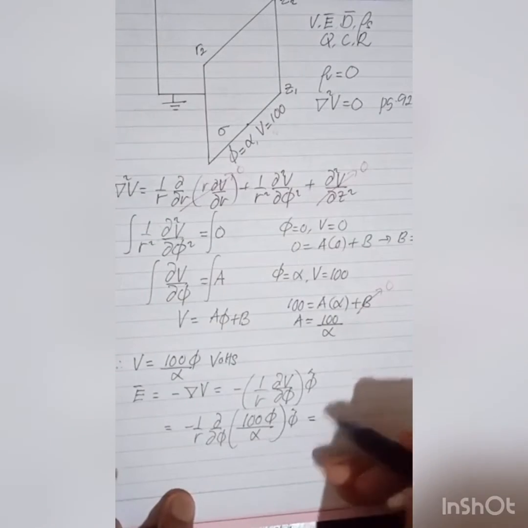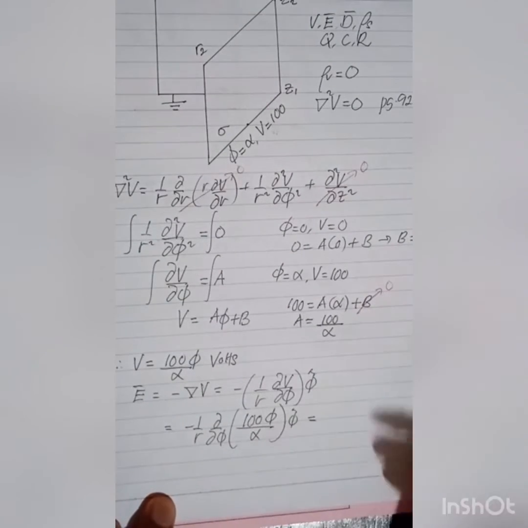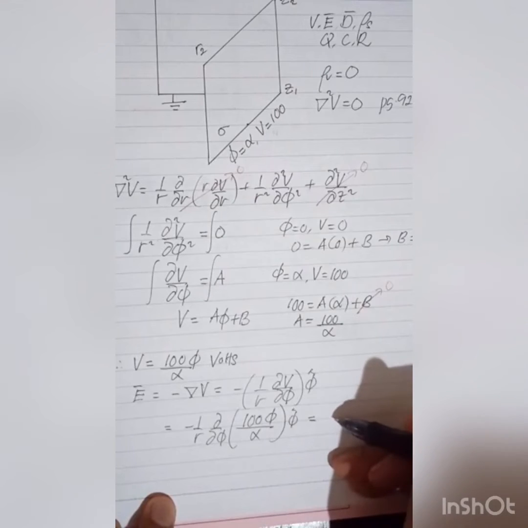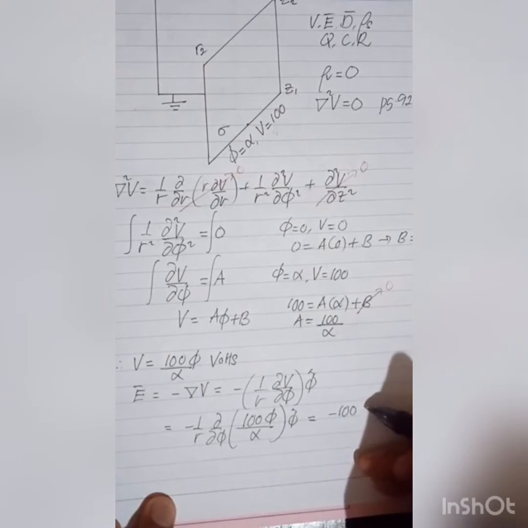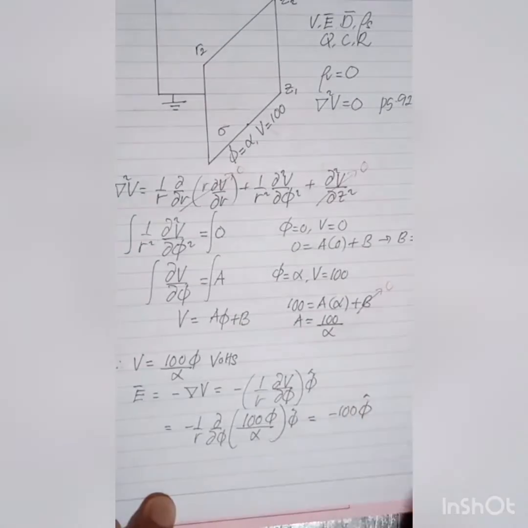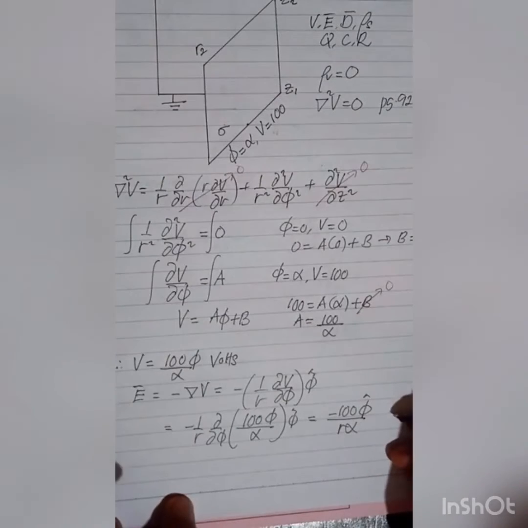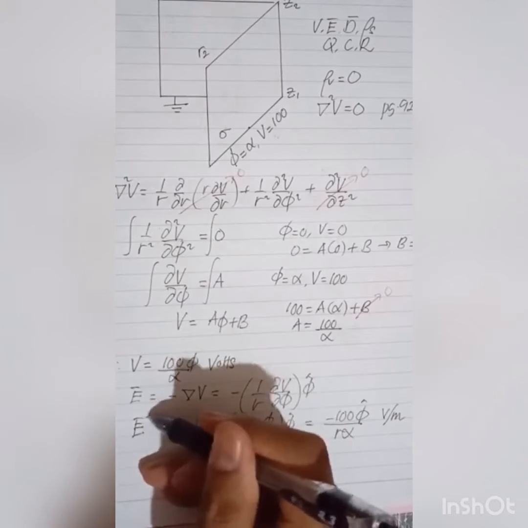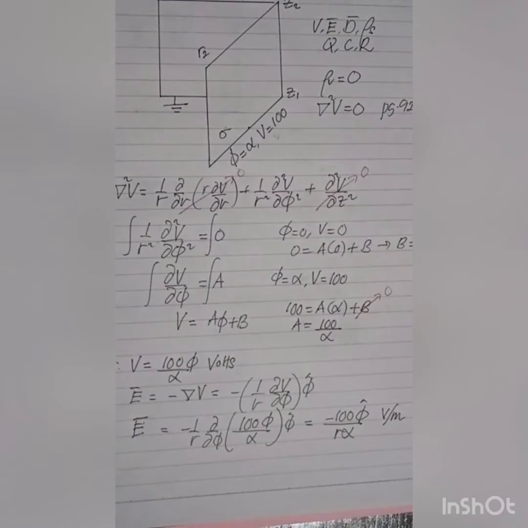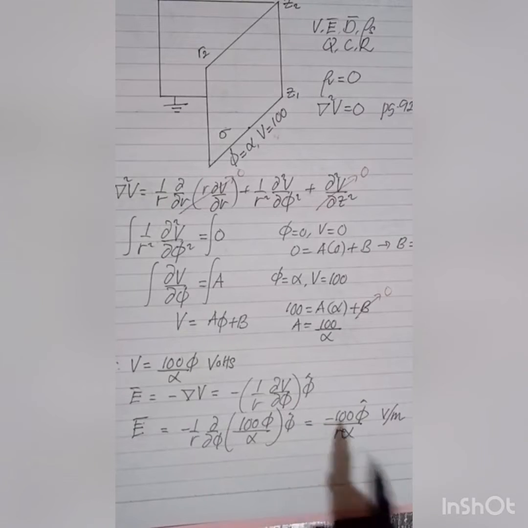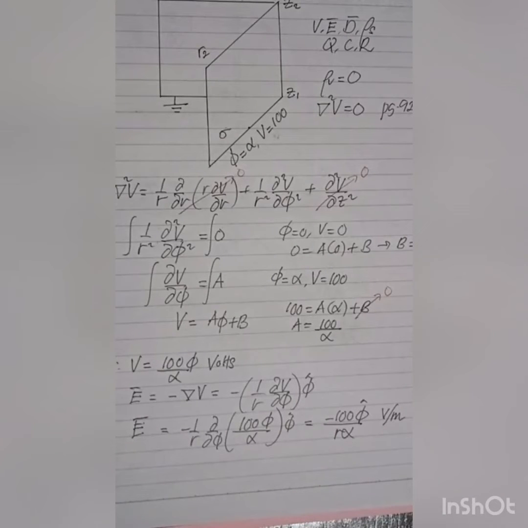So now let's differentiate this term over phi. Lastly, you are going to have this expression: negative 100 in the phi direction over R alpha, and now we have the unit of volt per meter. So you can get the E expression as shown there. And from this E expression, we know that E is actually pointing along the negative phi direction, because we have a negative here.